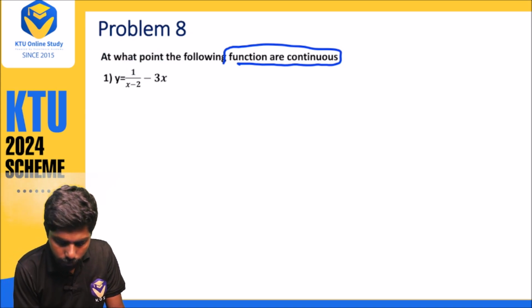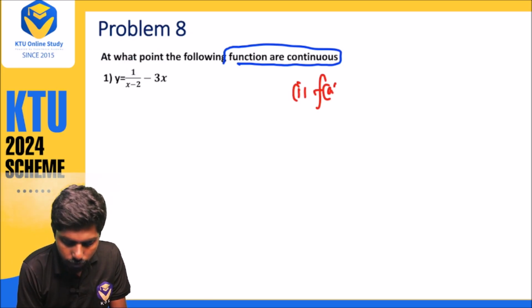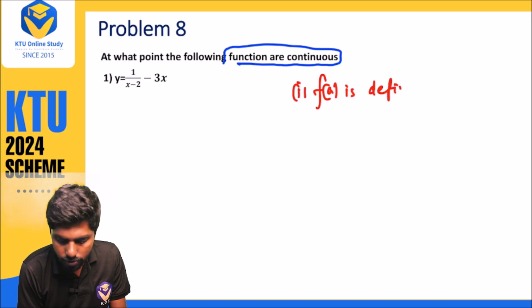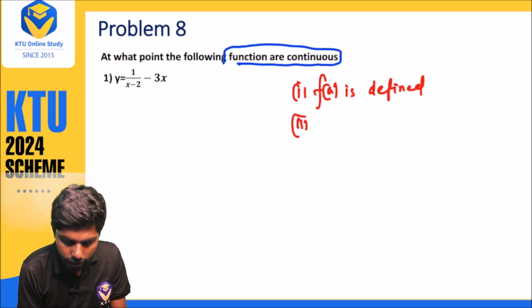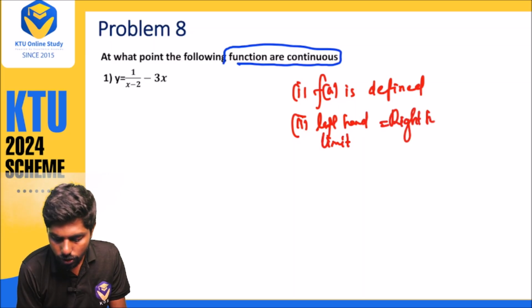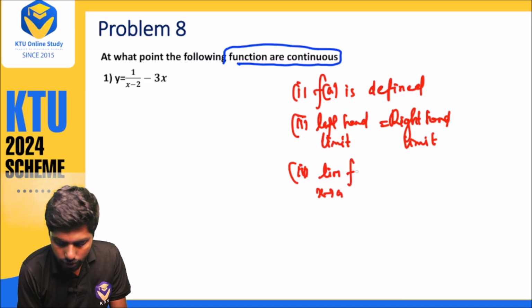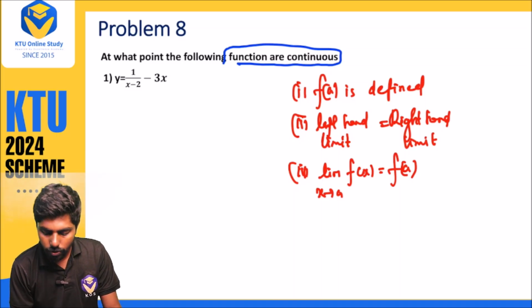So what is the condition for continuity? First condition is f of a is defined. Second condition is the left hand limit is equal to the right hand limit. Third condition is the limit as x approaches a of f of x is equal to f of a. So these are the three conditions for continuity.